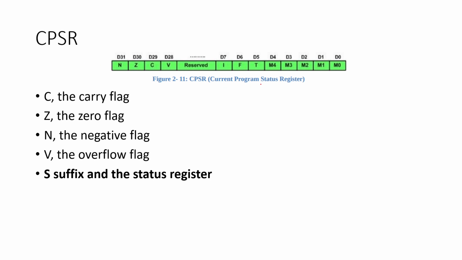Moving forward, we have CPSR. CPSR is nothing but current program status register. This current program status register holds several flags. Out of them, the major ones are C, Z, N, and V.